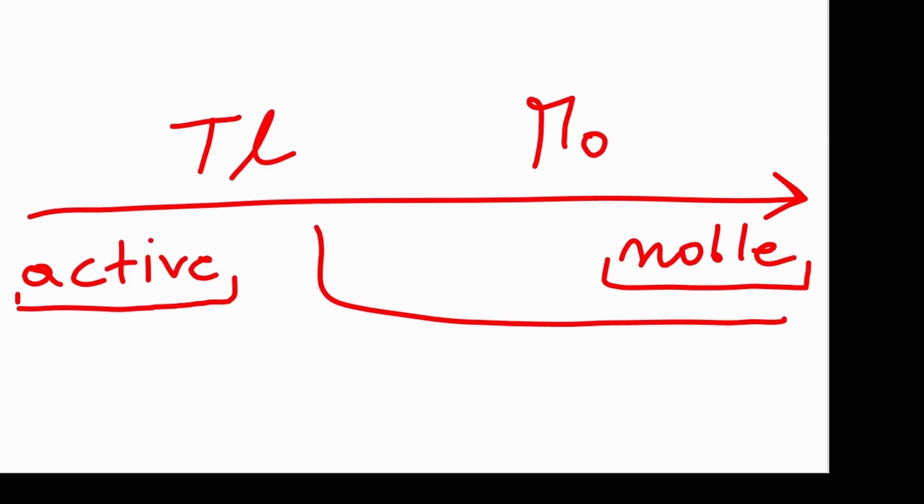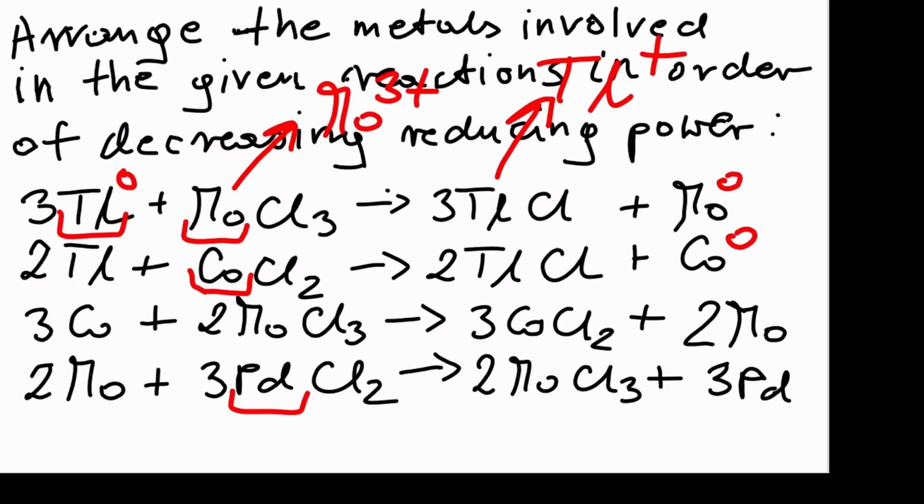However, we are not sure if the cobalt is much more noble or much more active than molybdenum. So we need to check it in another reaction. And we have this reaction, the third one.